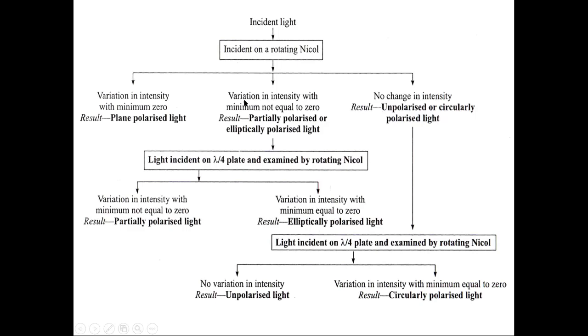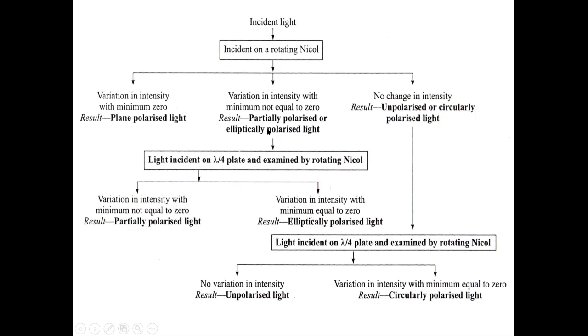Now pass this light through the quarter wave plate. As we know, a quarter wave plate can interchange elliptically polarized light and linearly polarized light into each other. So if this light is elliptically polarized, then this will be a linearly polarized light now. And if this light is further passed through the rotating nicol, then variation in intensity will be observed with minimum equal to 0, and this will show that this light was elliptically polarized.